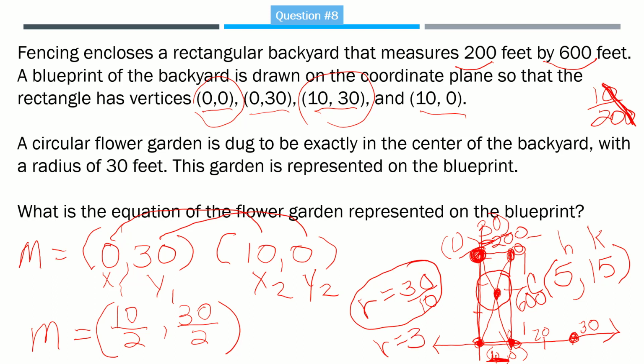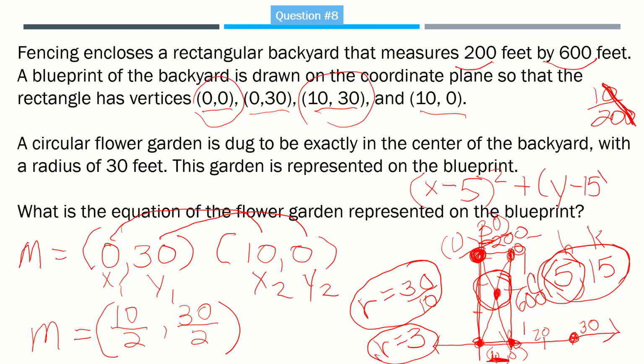Okay. So now that we have the center and we have the radius, we can write the equation. We want the equation of the flower garden, which is that circle. So it's going to be x minus h, that's going to be 5, squared, plus y minus 15 squared equals 3 times 3, which is 9.